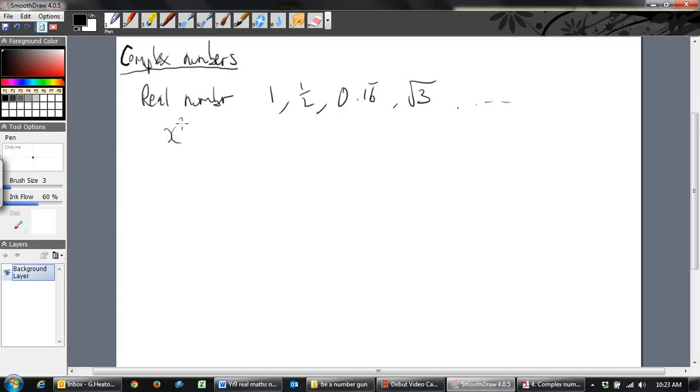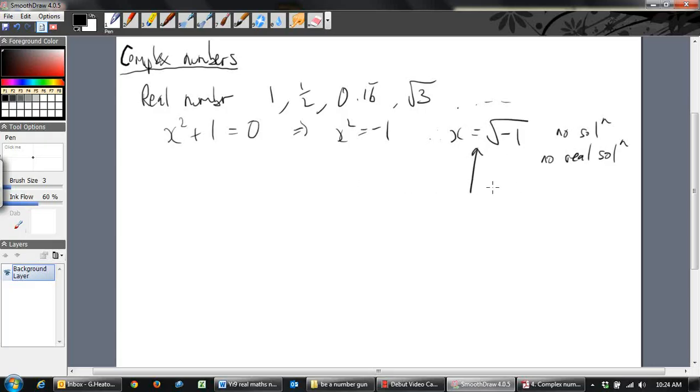Where complex numbers come from is the solutions to equations like x squared plus 1 equals 0. If you tried to solve this, you'd get funny things. If you move that 1 over to the other side, you get x squared equals -1, and to solve that you'd get x equals the square root of -1. If you did this up until now, you'd say there's no solution. But the better way to say that is that there's no real solution to this, because there's no real answer to this.